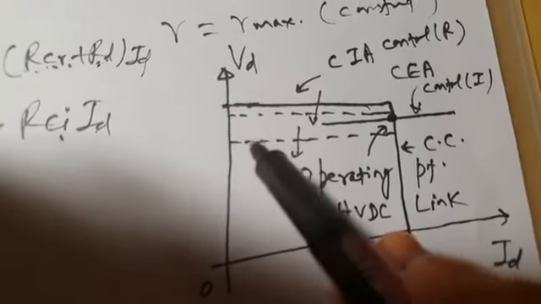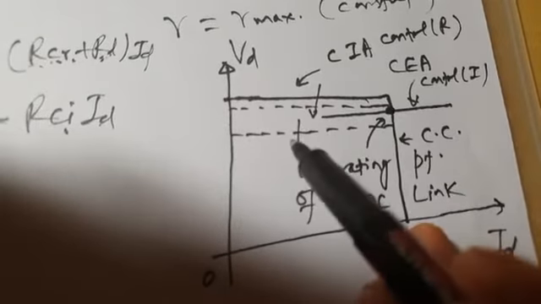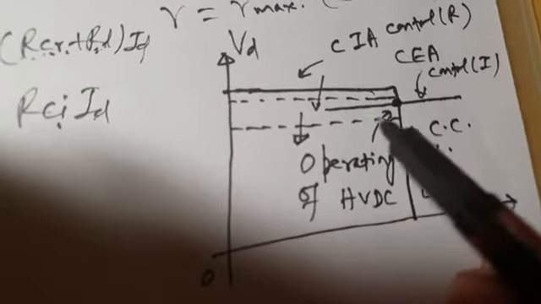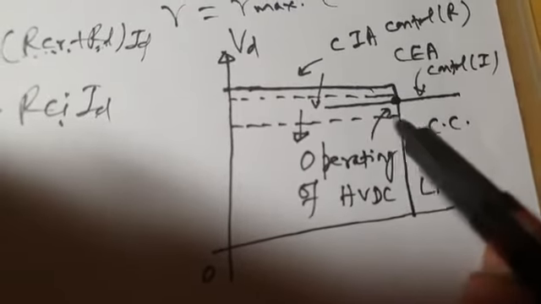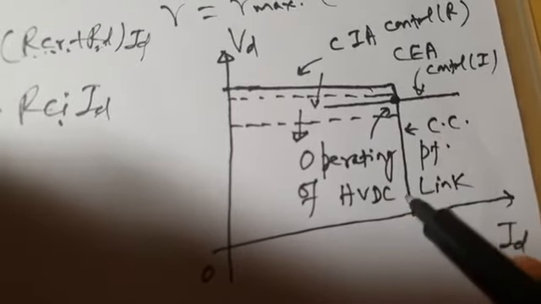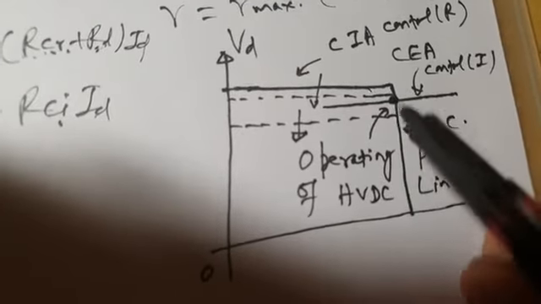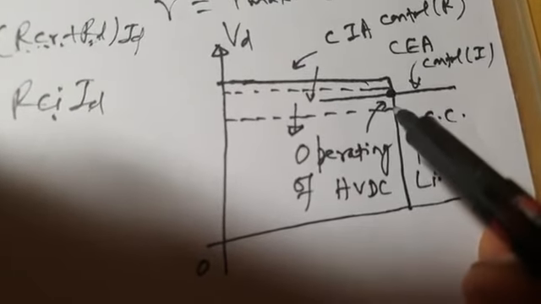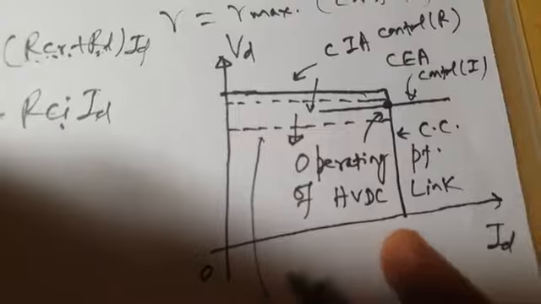This is the operating point. But if the rectifier side voltage dips, there is a deep sag or dip in the rectifier side voltage. It may dip below the inverter characteristic. This is the rectifier characteristic, and this is the inverter characteristic. The two characteristics are not intersecting with each other. So in that case, there is no point of intersection, no operating point.